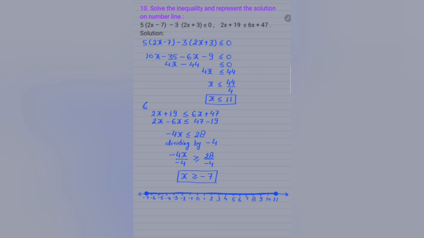Okay, so x less than equal to 11 and x greater than equal to minus 7. In combined form, we can write minus 7 less than equal to x less than equal to 11, or x belongs to minus 7 to 11 in the closed interval.